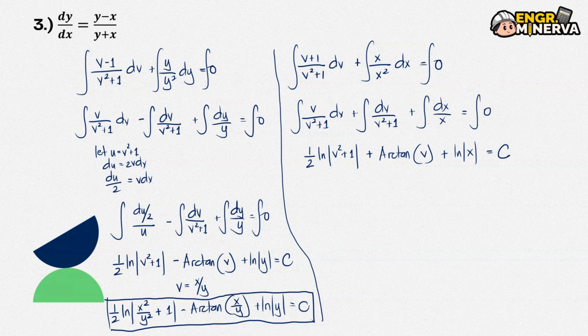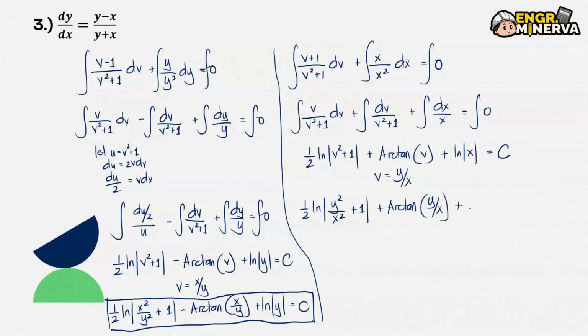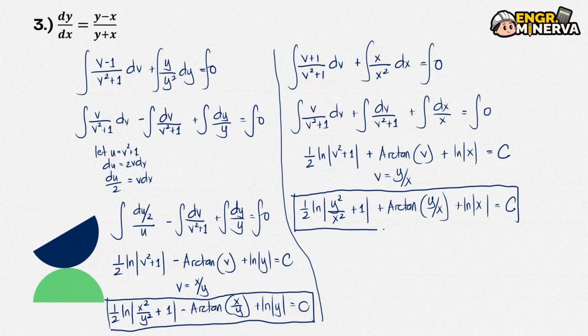And eventually, we need to go back with our equation here, which is v is equal to y over x. And we have 1/2 ln of y squared over x squared plus 1 plus arctan of y over x plus ln of x equals c. Okay, so this is our another answer. And we proceed to our next example.